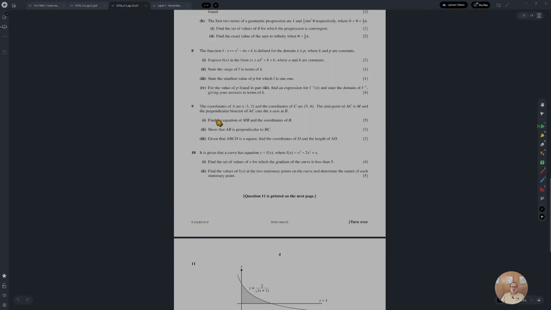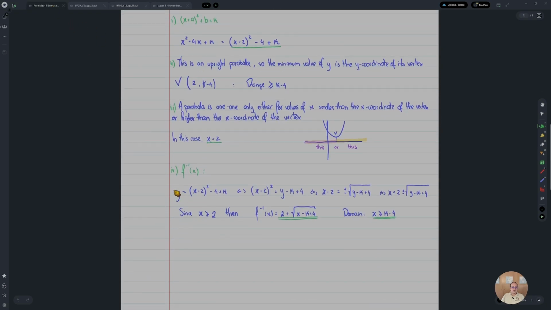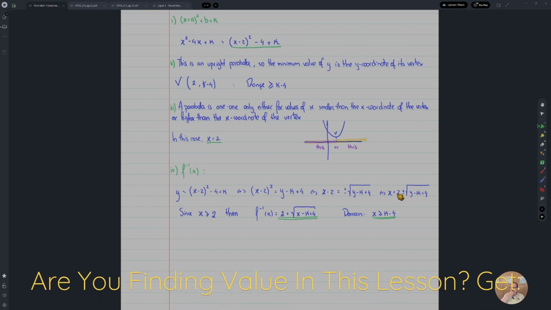Now, for the value of p found in here, find an expression for the inverse and state the domain of the inverse, giving your answers in terms of k. So now it's just a matter of solving the equation y equals the parabola. Again, this should be written in complete square form, which it is right now. So solve it for x, and you have the same old problem, either picking the plus or the minus that we will always have in these cases.